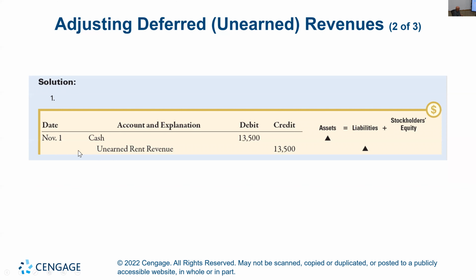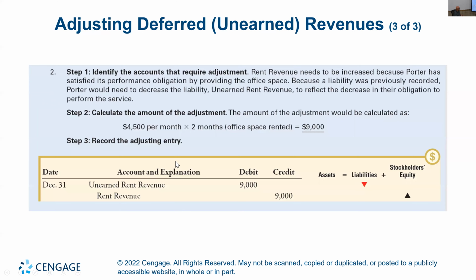So November 1st, when they actually paid the $13,500, the initial recording, you would have to debit your cash, because an asset is going up, and credit unearned rent revenue. And that unearned, that is a liability. We still owe rent at this point because they have not used it up at all.